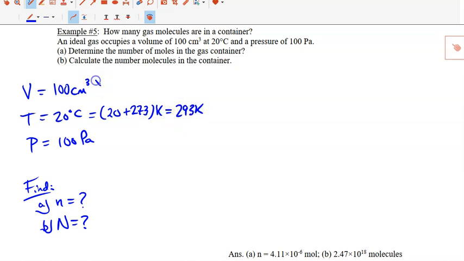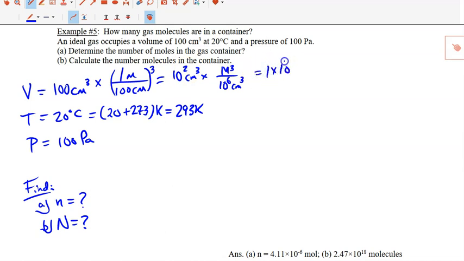And then let's do the conversion from centimeters. Remember that in 1 meter there are 100 centimeters, but we're going 1 meter by 1 meter by 1 meter, so we're going to cube that. Really, it's 100 divided by 100 times 100 times 100. So you have 10 to the power 2 centimeters cubed on top, and on the bottom you have 1 million centimeters cubed. So 10 to the power 2 divided by 10 to the power 6 gives you 1 times 10 to the power negative 4 meters cubed.